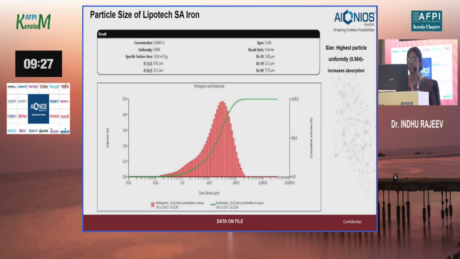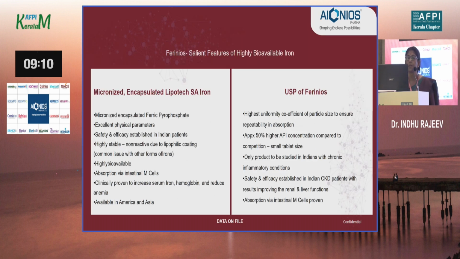Now the size, this is a histogram showing that for a size less than 100 micrometer, anything less than 100 micrometer, the bioavailability of the drug was very high. Now coming to the salient features of the highly bioavailable iron, it had excellent, you saw the study, excellent physical parameters. Safety and efficacy was established in Indian patients. It's highly stable, non-reactive due to the lipophilic coating, highly bioavailable, absorption via the intestinal M cells, and clinically proven to increase the serum iron, hemoglobin, and reduce the anemia.